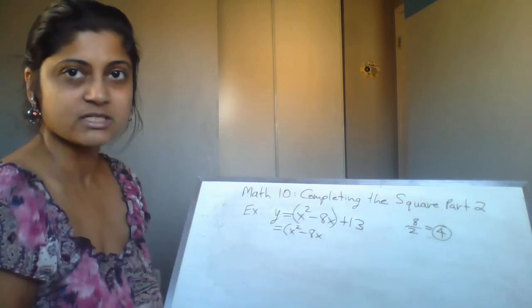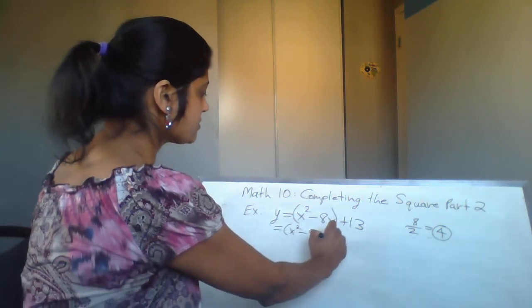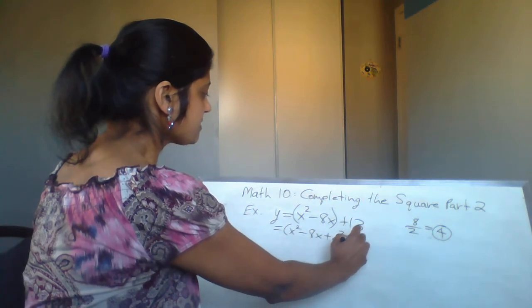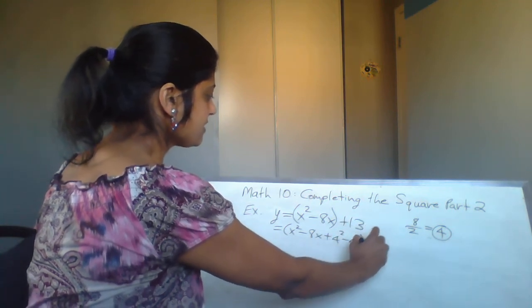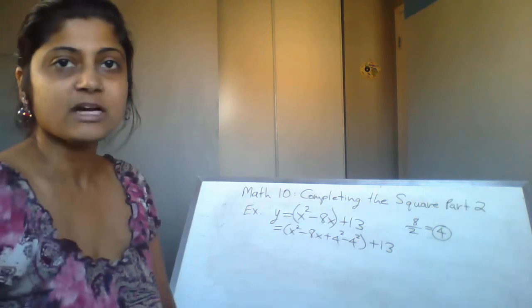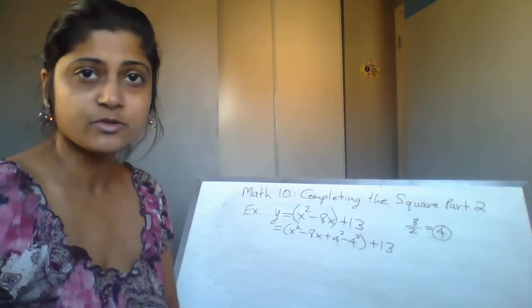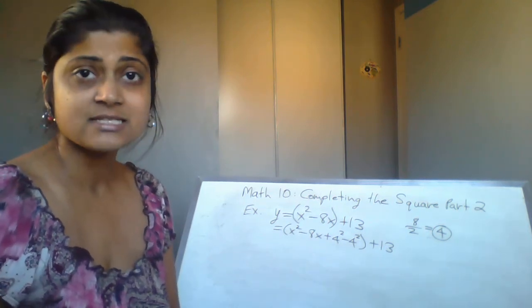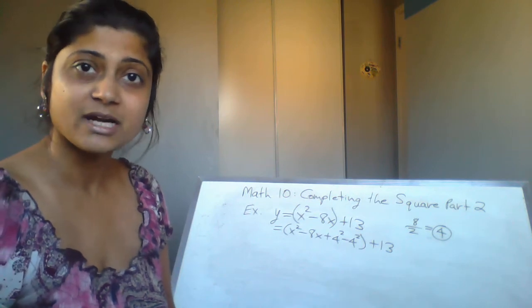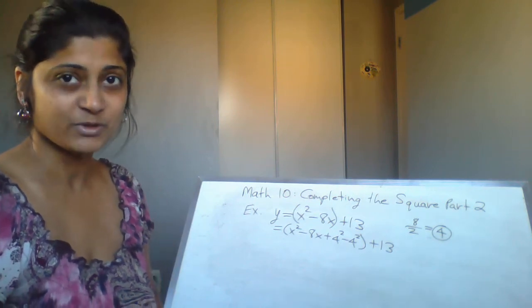Make sure you're watching the signs here. And we're going to do plus 4 squared minus 4 squared, close the brackets, plus 13. So the value for C here is positive 13. And you notice even in the last example, I just kept it outside the brackets. I didn't change it at all.